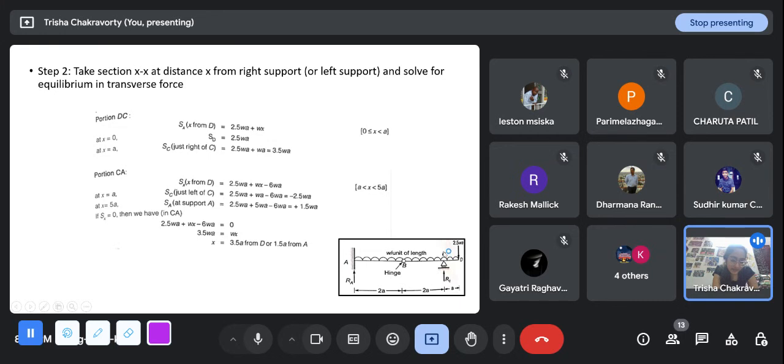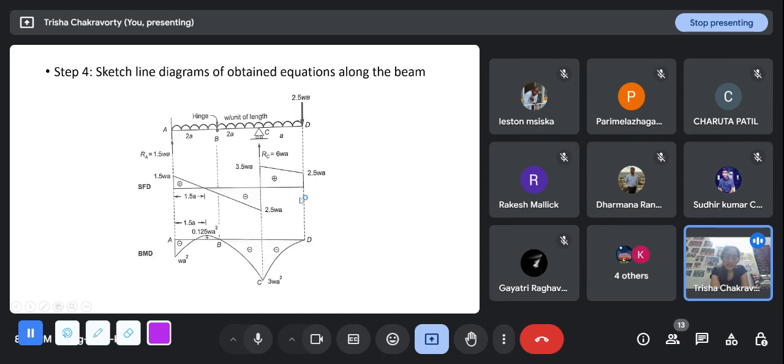So X ranges from A to 5A, because I'm coming from the right side, so at C X is A, and at A X is 5A. So when we put X equal to A, just to the left of C, we'll find minus 2.5 WA. So there has been a jump here. There will be a jump in the downward direction because there is a positive upward direction force here. And at X equal to 5A, I have this value.